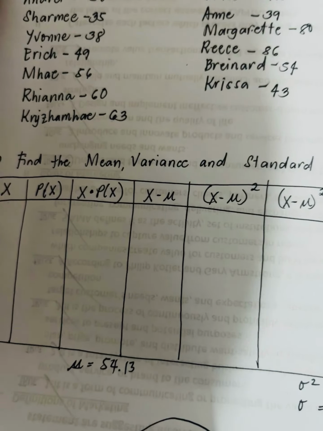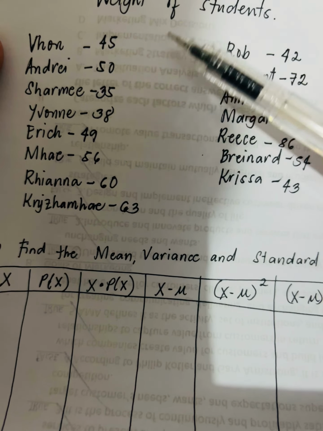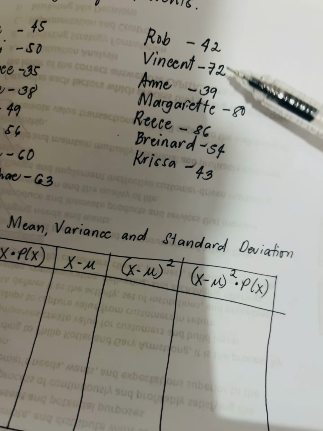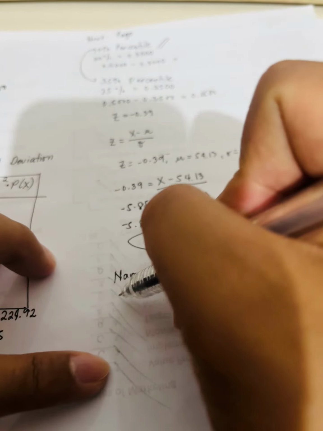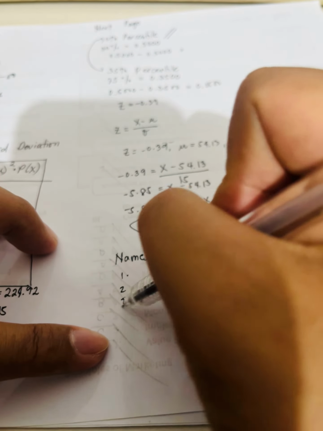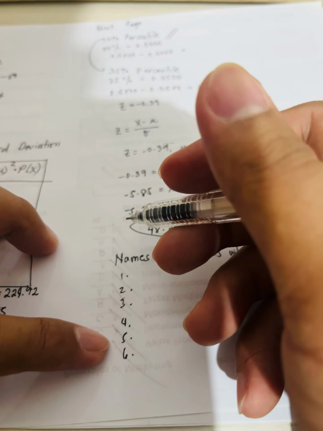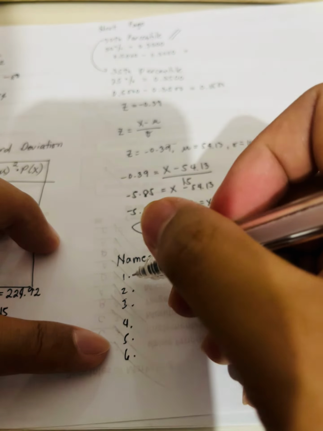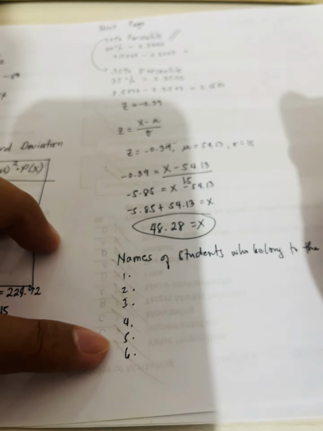From our data, those weights that are less than 48.28 are the weights of Vaughn, Charmy, Yvonne. We also have the weights of Rob, Anne, and Krisa. So we'll just write the names of those students here. It depends how many you were able to identify from your list. So write their names and their weights, starting from lowest to highest.